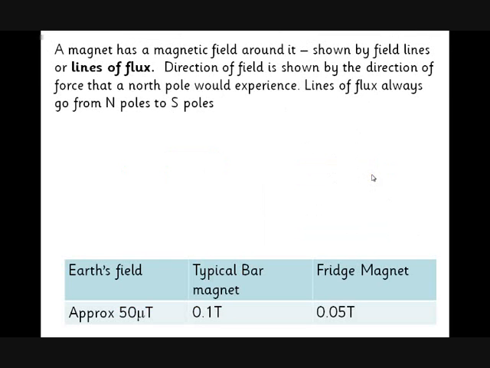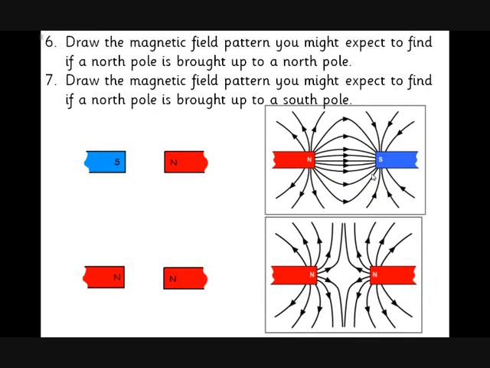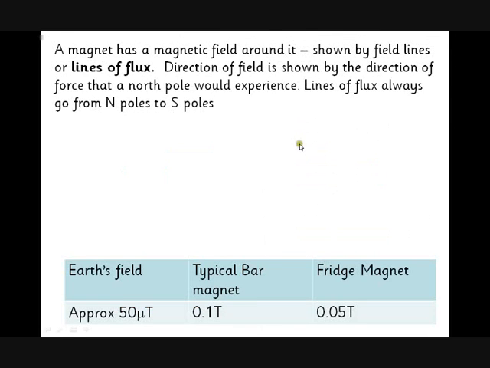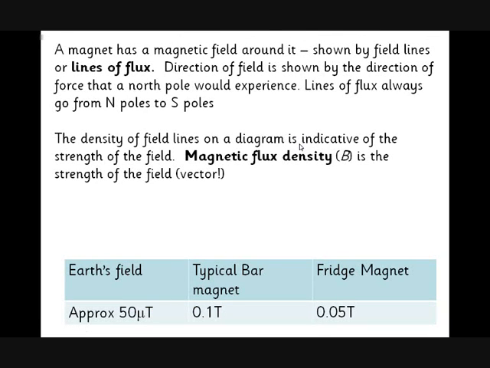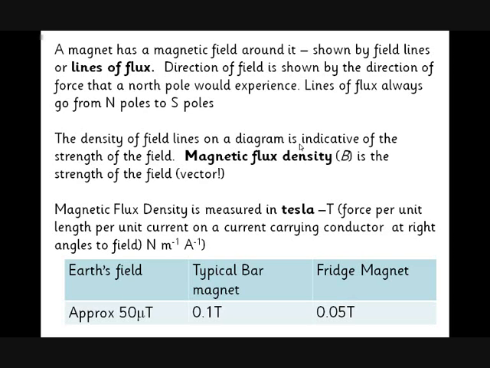So some definitions here. A magnet has a magnetic field around it, shown by field lines. We often call these lines of flux. The direction of the field is shown by the direction of the force that a north pole would experience. Lines of flux always go from north to south. If you put a north pole near a north pole, it is repelled, hence the arrow points away from the north pole. The density of field lines gives you an indication of the strength of the field, and we measure this with the quantity magnetic flux density, with the symbol B. This is the strength of the field, and it is a vector because it has direction.